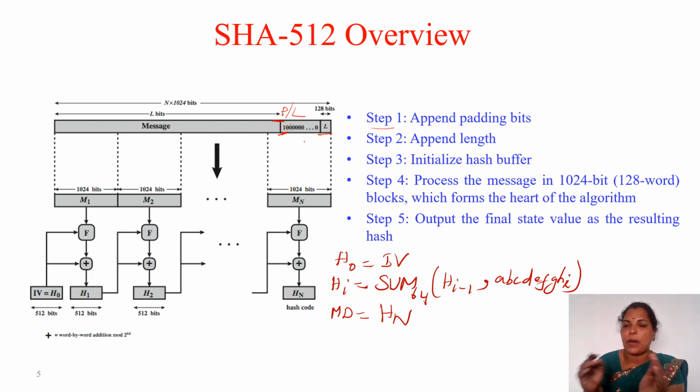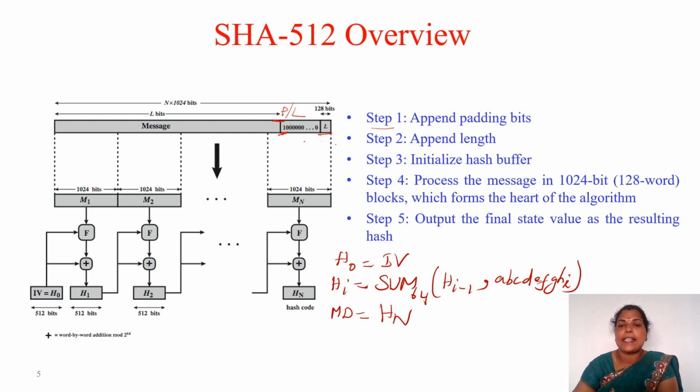We are having a message, and from that message we need to generate a hash value. So the first step is to append padding bits. The next step is to append the length. After padding the bits we have to append the length, then check that it is of size N into 1024. Then we split the message into N blocks of size 1024 bits each, generating N sub messages from the message.